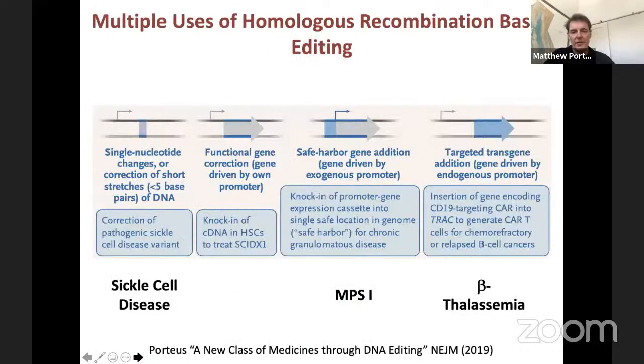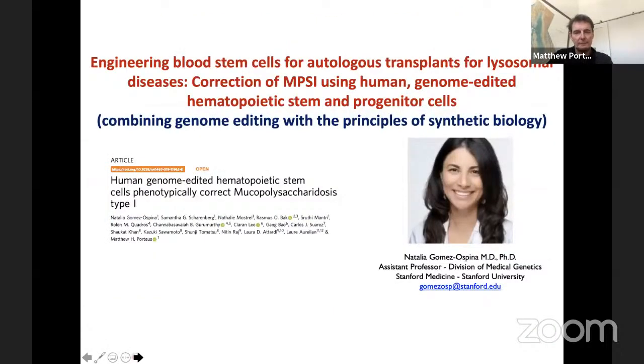And the first application of this will be for a disease called mucopolysaccharidosis type 1. And in this genome editing strategy, we're going to use the safe harbor approach. And I'll explain to you why we're going to use the safe harbor approach, in which we're going to target a promoter and the gene of interest into a specific location in the genome that we have analyzed to being potentially safe and not cause any genotoxicity. This project was led by Natalia Gomez-Espina in my lab, who now is an assistant professor at Stanford. And it was recently published in Nature Communications.